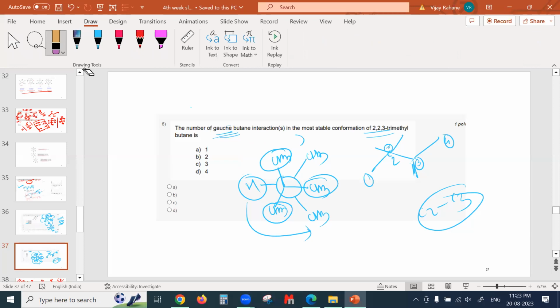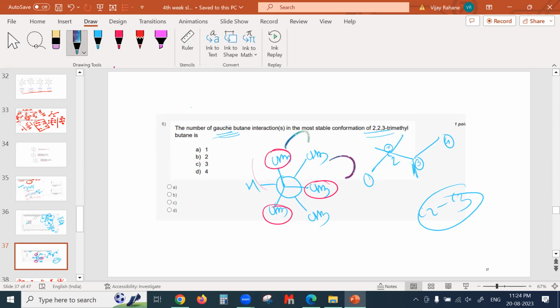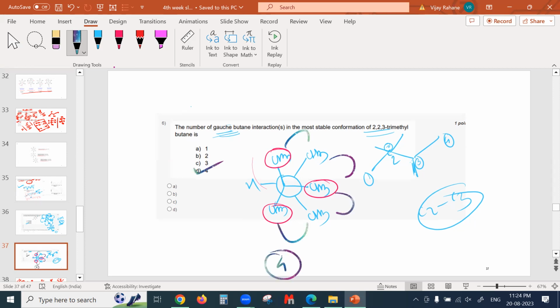I'll rub all this out and draw again. These are the front methyl groups. They are symmetrical, so there is no meaning in rotating the molecule from the back side. Here there is one interaction, here second, here third, here fourth. So a total of 4 interactions are possible for this molecule. In this way you can solve any question. We just need to draw the structure, convert it into the Newman projection, and count the number of gauche interactions and the stability of the different conformations.